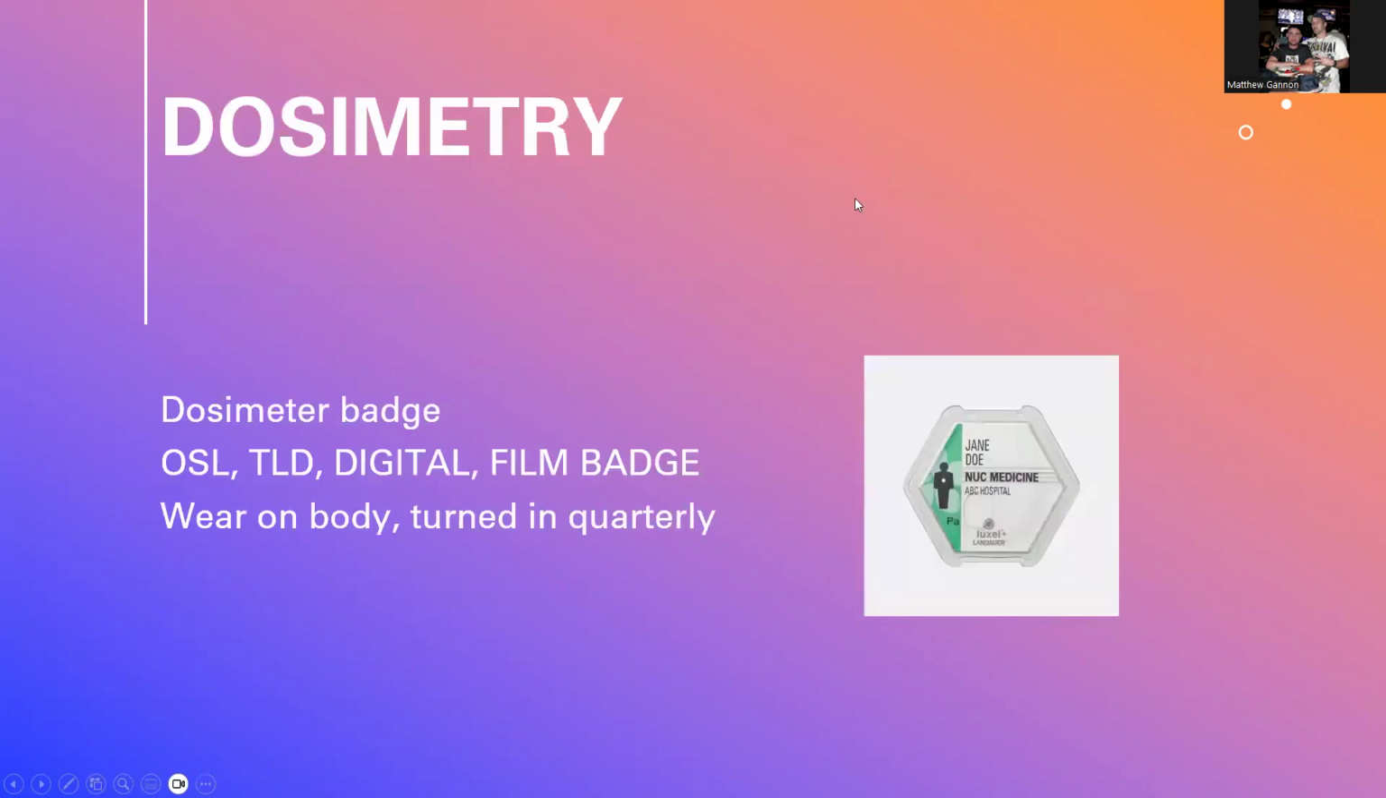One of those ways we do that is with dosimetry. There are many kinds of dosimetry badges, the old film badges, TLDs. I think now they have new digital ones. We're using an optically stimulated dosimeter. There's a picture of one there, and you just wear those on your collar, outside your shielding during procedures and whenever you're at work. And those are turned in quarterly.